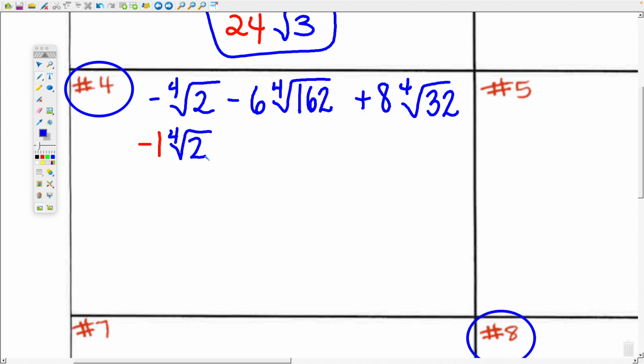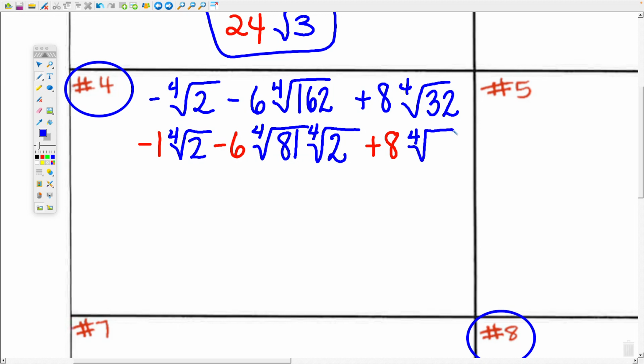No, you do not have to put a -1 there. I'm just doing it because hopefully it'll help you when we get down to the split. Now I'm going to bring down the -6, and I have to split this because the 4th root of 162 is going to become 81 times 2. Then I bring down this, and I'm going to split the 32. It becomes 16 and 2.